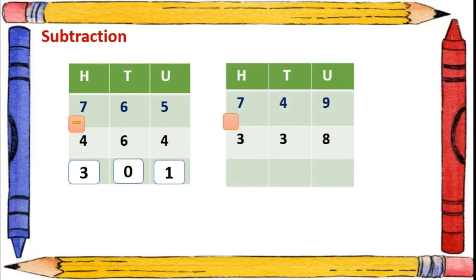See this. 9 units minus 8 units is equal to 1 unit. 4 tens minus 3 tens is equal to 1 ten. And 700 minus 300 is equal to 4 hundreds. Yes, dear students, we always begin doing the subtraction from units place, then we will move to the tens, then we will move to the hundreds place. Like this, we will move to the left side one by one, isn't it?